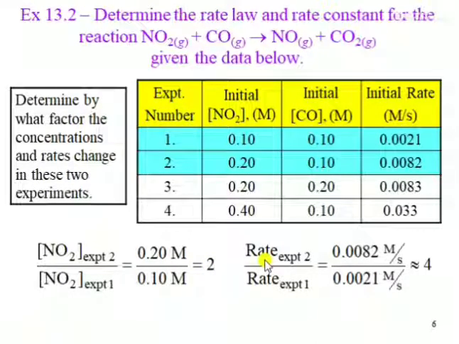Similarly, you divide the rate values of experiment number 2 by experiment number 1, and you get the answer as close to 4. Okay, since the concentration of CO is the same, therefore the value will be 1.